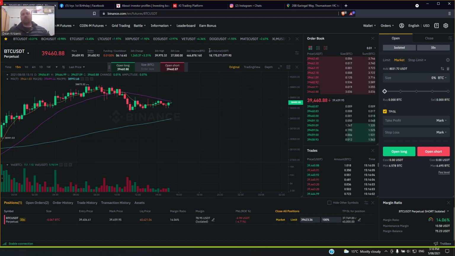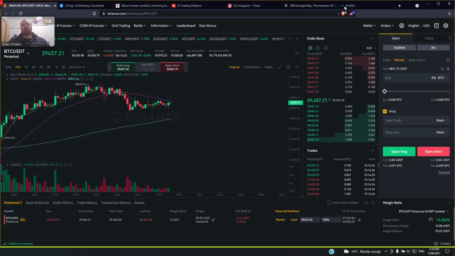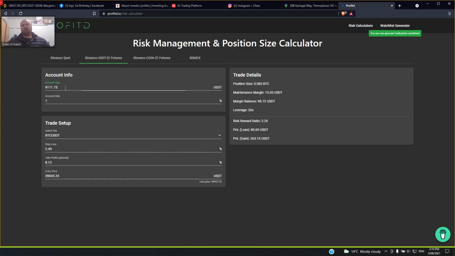First you've got to get into the futures area. So this is USDT-M futures, instead of coin futures, which uses the underlying asset. I will get up Profit D. This is 8031.72. So my 1% account risk, right?